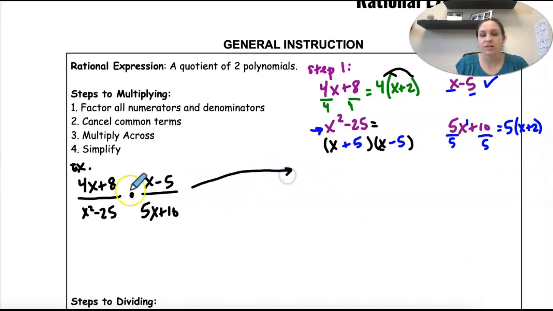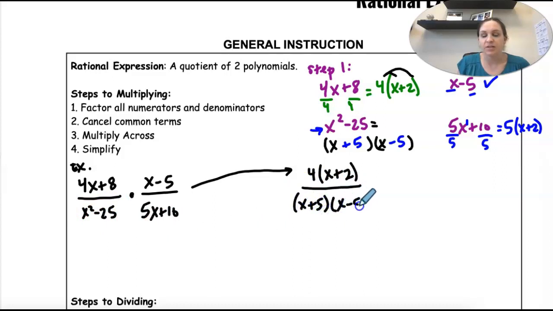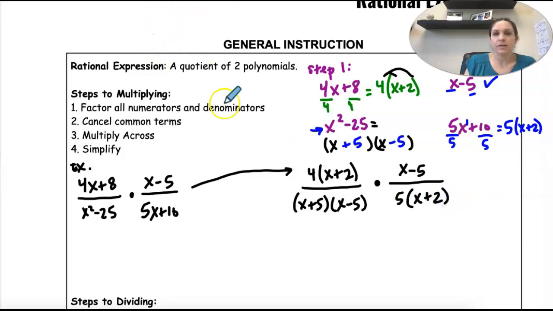Okay, so that takes a long time, but what that does is we're going to rewrite all of this. So instead of 4x plus 8, I have 4 times x plus 2. And instead of x squared minus 25, I have x plus 5, x minus 5, times x minus 5 stays. And then on the bottom, instead of 5x plus 10, I have 5 times x plus 2. Okay, step 1 takes the longest. Step 2, we start to cancel everything.